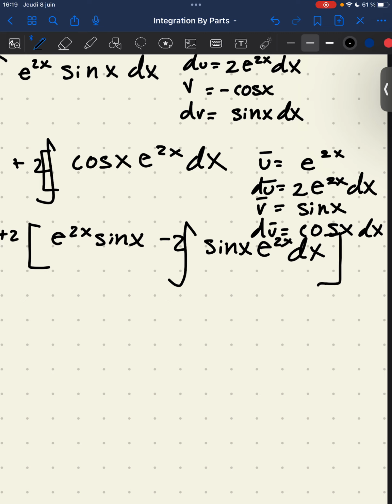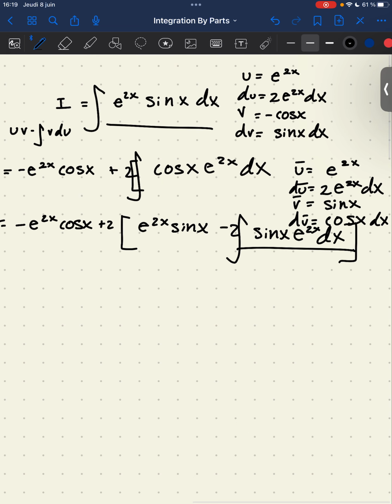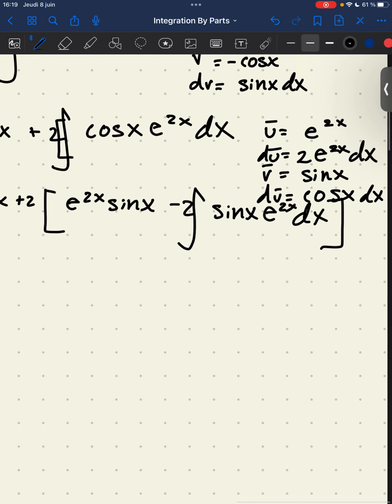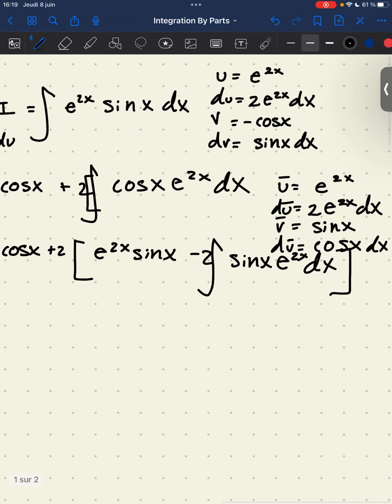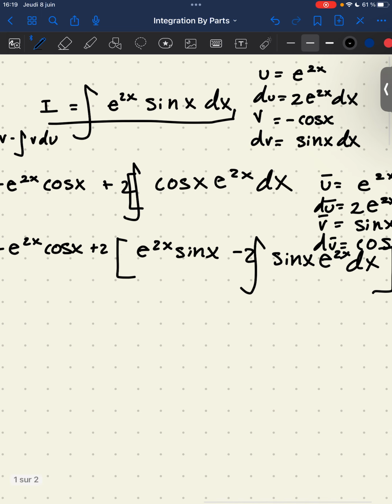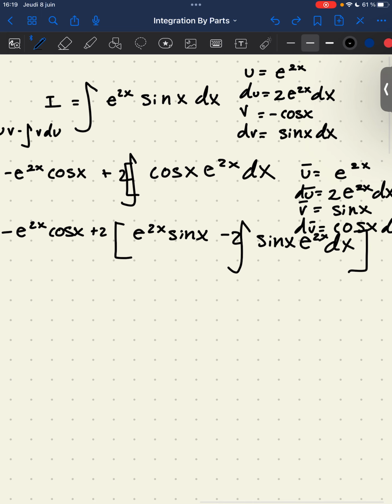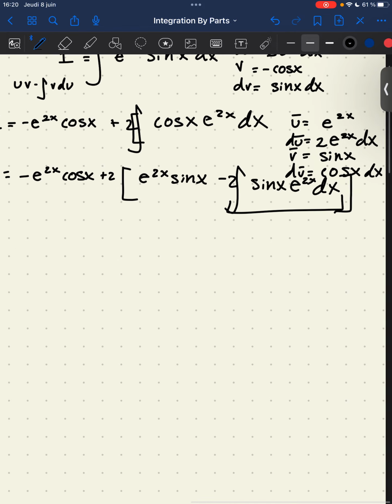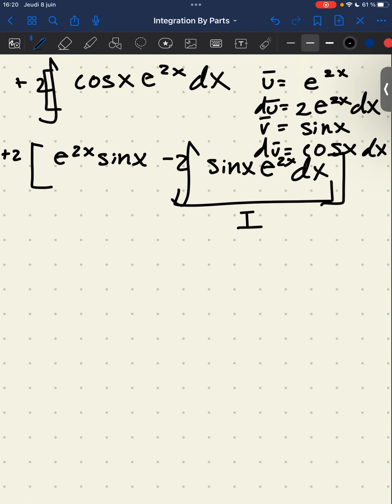You might be saying, wait a minute, we already have this over here, and if we keep doing integration by parts, we will just go in circles and circles and circles. Well, that's why we gave it a name, and we called it I. So this just becomes another solving for x problem. So this whole thing right here is just replaced by simple I.